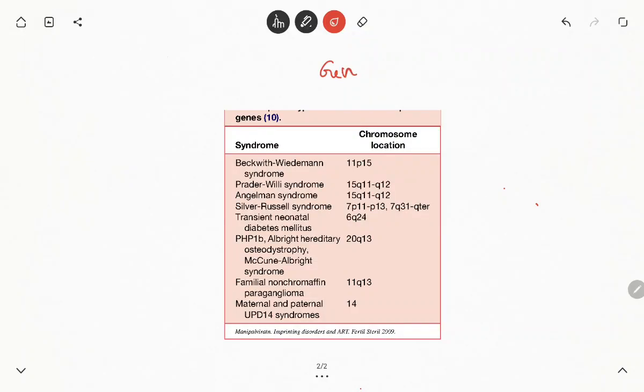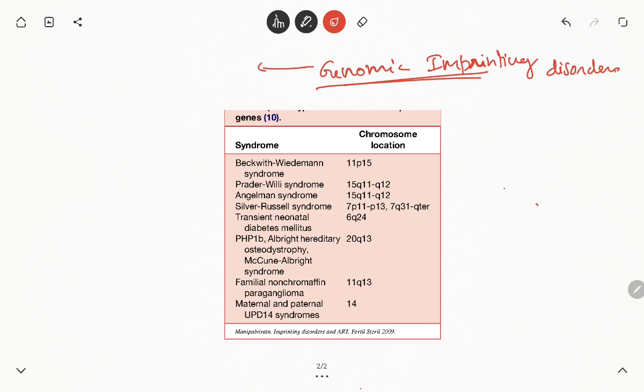In this video we will be discussing genomic imprinting disorders, basically imprinting disorders. So what do you mean by genomic imprinting? Genomic imprinting is a normal phenomenon. First you must understand it is a normal phenomenon in which there is silencing of the genes. Imprint means it is going to silence the genes based on your parental chromosomes or parental genes.